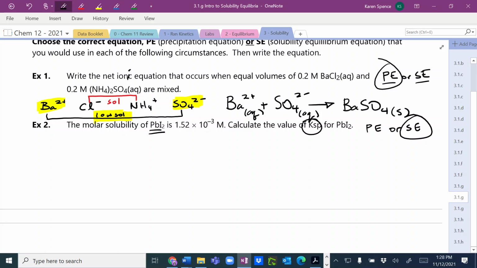Once you've written it, check with your partner, see if they got the same thing as you.